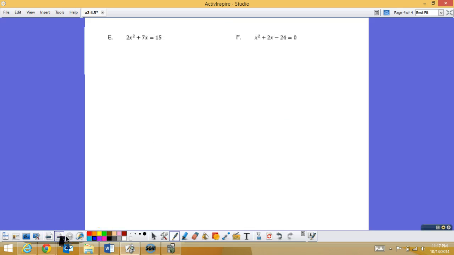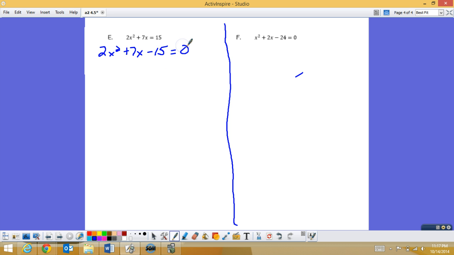So finally, we've got 2 more examples. And again, in both of these, you want to make sure you get 0 on one side of the equal sign. Well, for this one, we're going to take 2x squared plus 7x, and we need to subtract 15 to get to 0. So, doing the AC method, we've got 2x squared, something x plus something x minus 15. So these two numbers are going to multiply to negative 30, so that's 2 times negative 15.